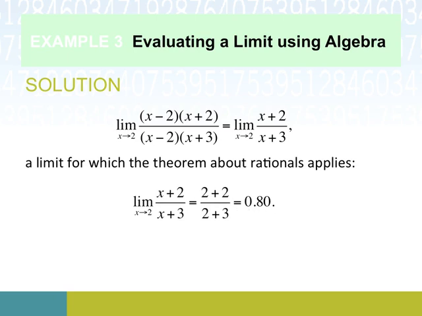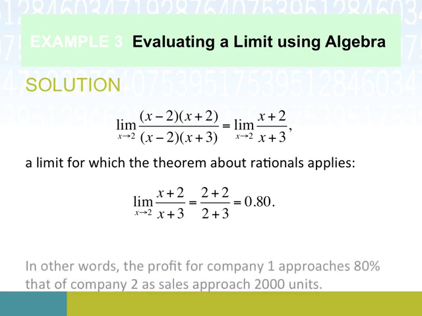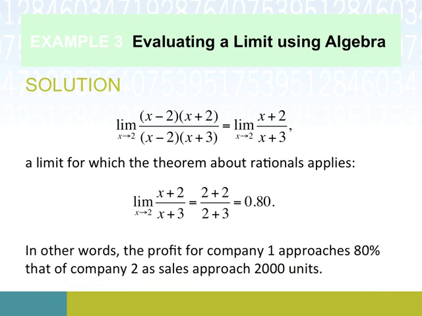That's a good mathematical conclusion, but to be perfectly polite, we should return to words before we're done. So in other words, since we took profit for company 1 on top and divided by profit for company 2 on bottom, we would say that as we approach this break-even point, the 2,000 unit mark, then profit for company 1 is about 80%. It's approaching 80% of the profit for company 2. That's actually a sort of interesting conclusion, given the fact that we had 0 over 0. So when somebody asks you, what is 0 over 0? You can say, well, depends, but in this case, it's 0.8 somehow.